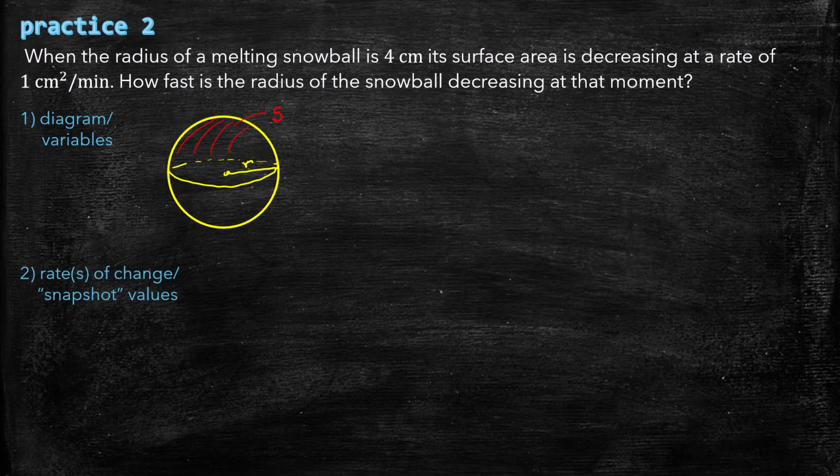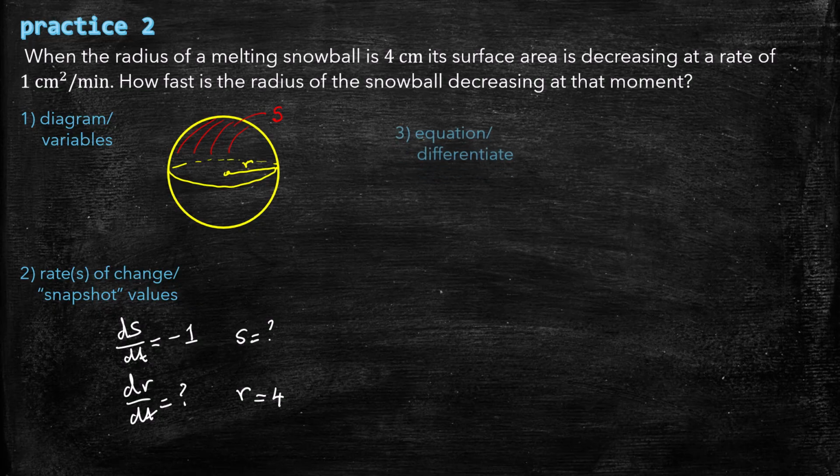All right, so let's identify what we're given and what we need to find. So dS by dt, the rate at which the area is changing, is going to be negative 1 centimeter squared per minute because it's decreasing. The surface area at that moment, we don't know, but we could find out if we need it. We would like to find dr by dt, and we know at that moment the snapshot value of the radius is 4 centimeters.